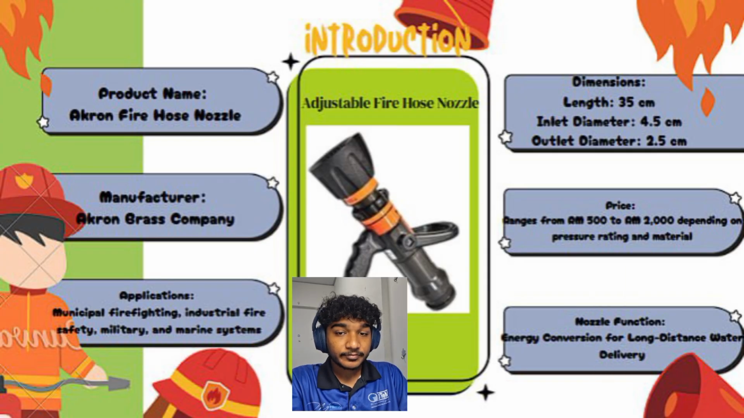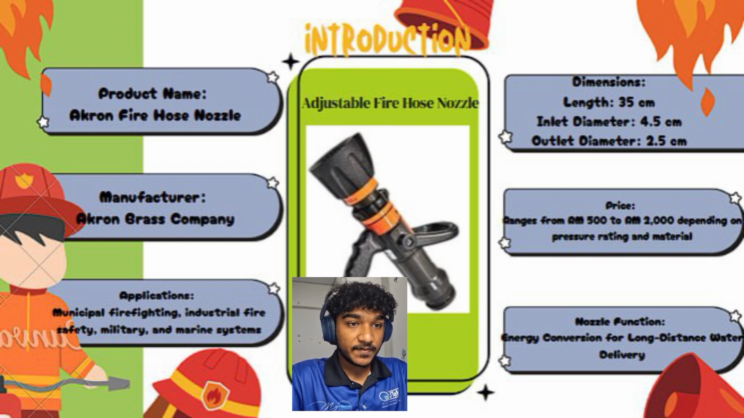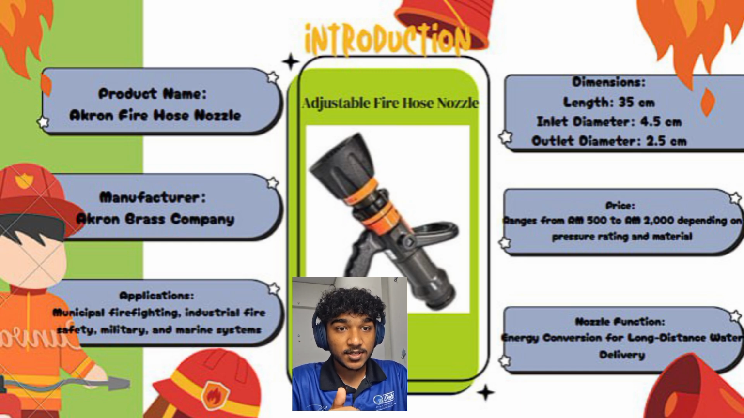Moving on, we've chosen this fire hose nozzle as our application, which is a critical tool in firefighting. Specifically, we studied the Acron brass adjustable nozzle, which is 35 centimeters long with inlet and outlet diameters of 4.5 centimeters and 2.5 centimeters respectively. It is designed efficiently to convert pressurized water into a high-speed jet.